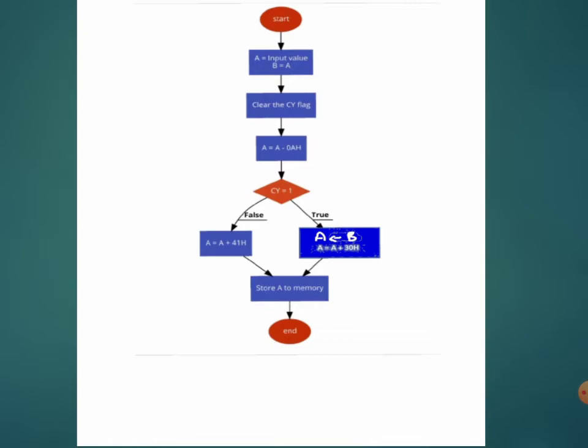If the carry flag is equal to 1, we understand that the input value is a number, and we simply take the copy of the input number from the B register to A and then add 30 to it to get the corresponding ASCII code. And if the carry flag is not equal to 1, the false case, then we take the result, which is already there in the accumulator register, plus 41, which will give you the ASCII code of the corresponding input value. In both cases, store the result in the accumulator to memory and end the program.